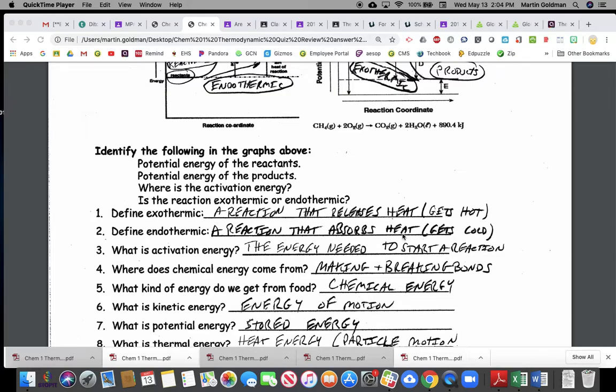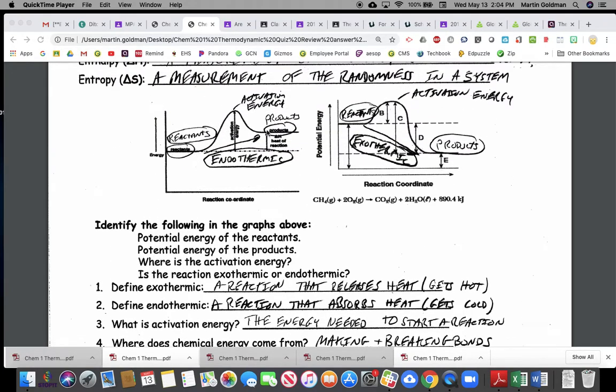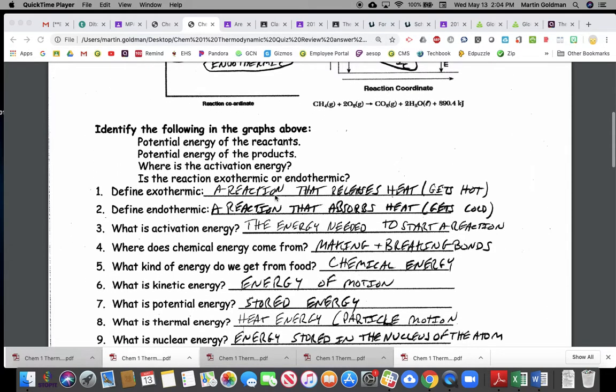What's the activation energy? Activation energy is the energy needed to start the reaction. So we need to get over this hump to get to the product. So it's the energy needed to start the reaction. Just like lighting a candle, you need to light the candle to make the candle burn. You need lighter fluid to start your barbecue. So that's the activation energy to make it go. Your barbecue doesn't just light on fire all by itself. Where does chemical energy come from? It comes from making and breaking the chemical bonds, which was nice in the PowerPoint.